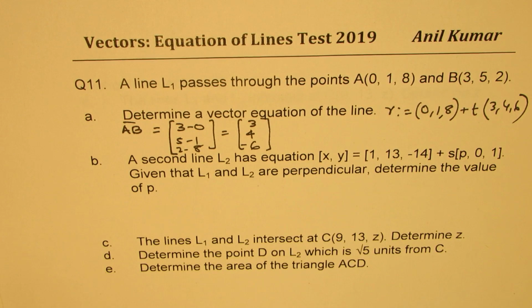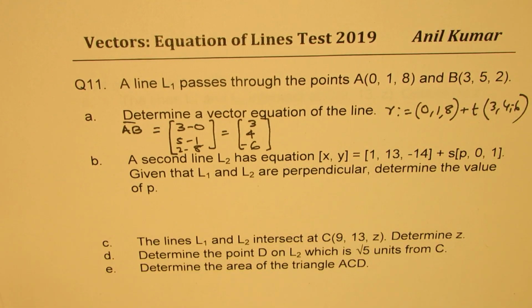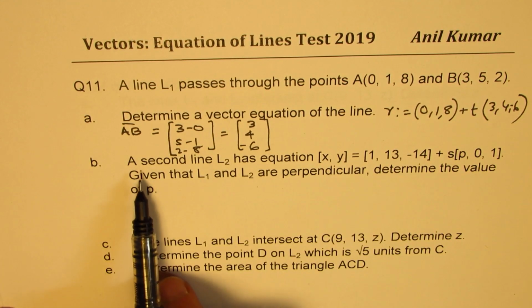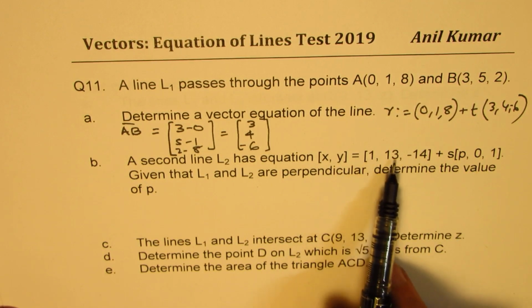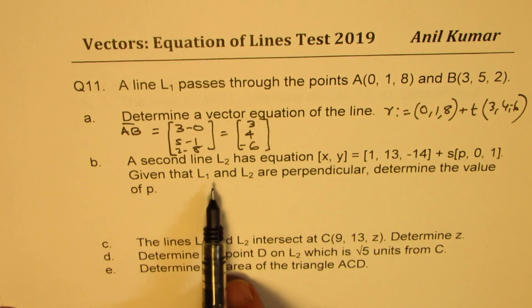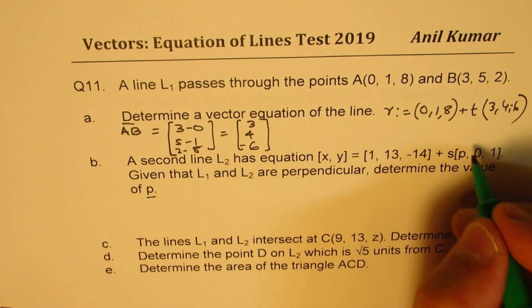Perfect. So that is how we can get our vector equation of the given line, 3, 4, minus 6. Now the second line L2 has this equation: 1, 13, minus 14, plus s times p, 0, 1. Given L1 and L2 are perpendicular, determine the value of p. So we have to find the value of p now.